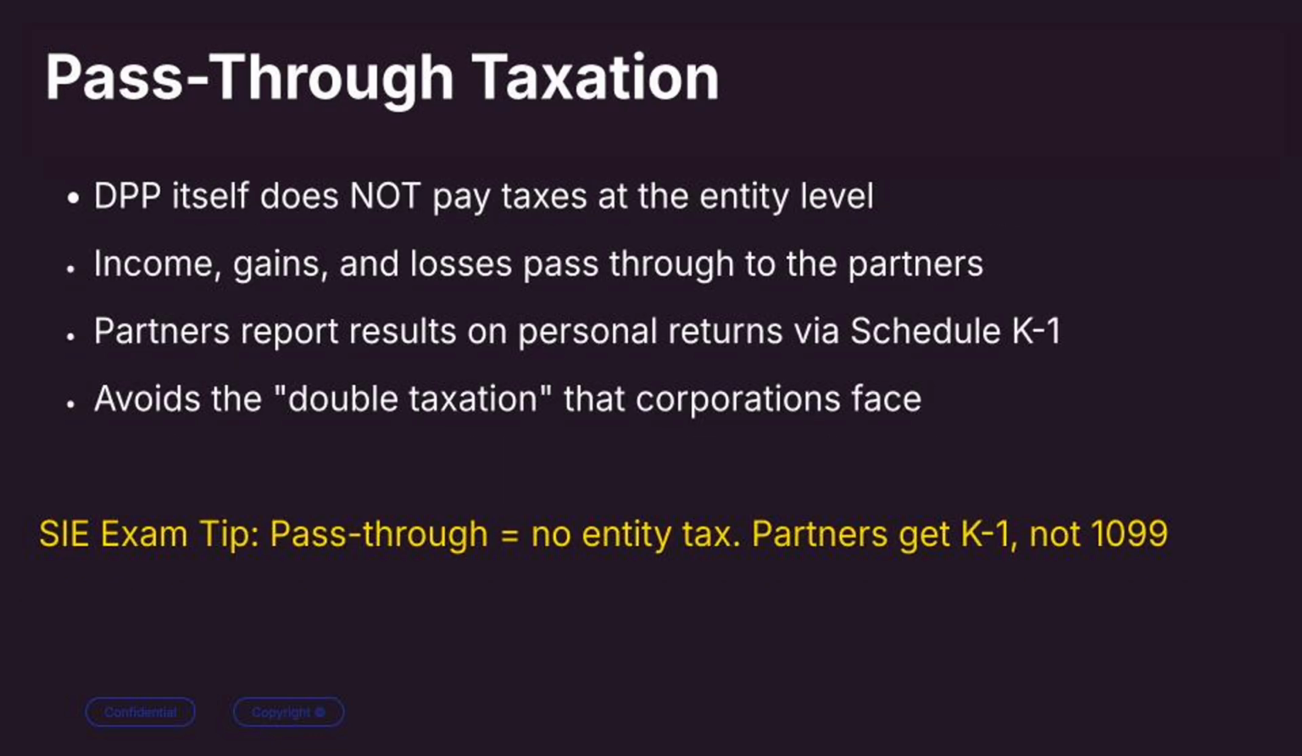Let us close this chapter with the things you absolutely need to lock in. A DPP is a pass-through entity, almost always set up as a limited partnership. The GP runs it and carries unlimited liability. The LPs put up the money and have limited liability. Income and losses flow to the partners through a Schedule K1.